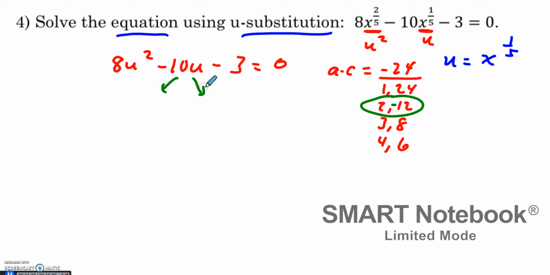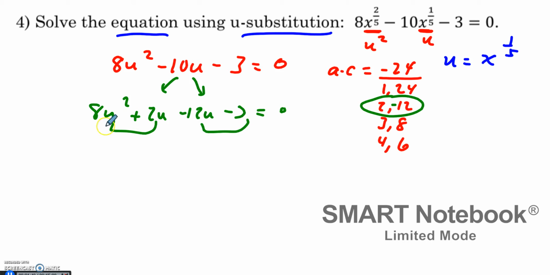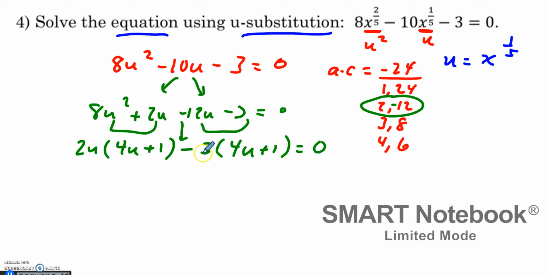So you're going to split that to be 2u minus 12u. You could also switch the order of these. It doesn't matter. But I'm going to bring down the 8u squared plus positive 2u minus 12u minus 3 equals 0. So if we factor by grouping, the greatest common factor here is 2u. We take that out of both, we're left with 4u plus 1, because 2u divided by itself is 1. Here, we're going to carry down the negative, and we're going to take out a greatest common factor of 3. And if we do that, we are also left with 4u plus 1, because negative divided by negative is a positive, and negative divided by negative is a positive.